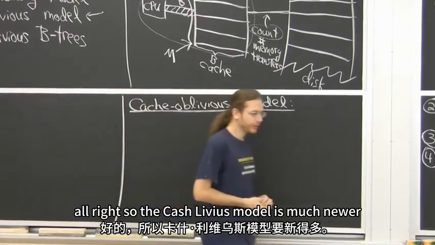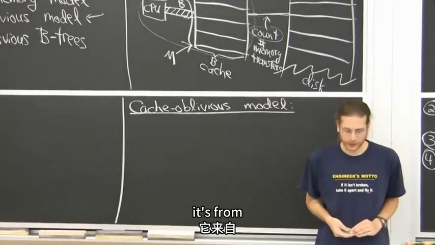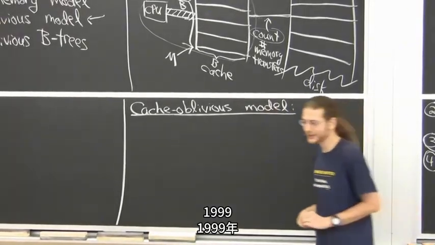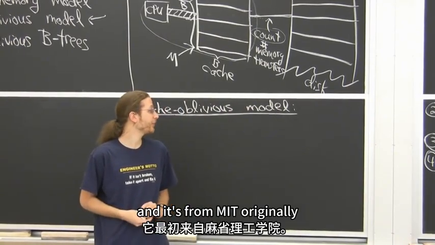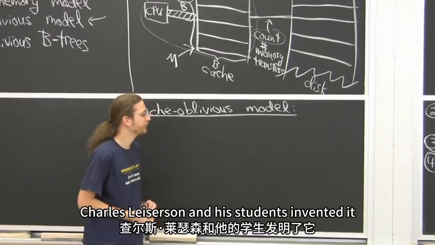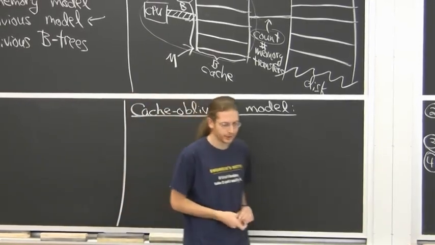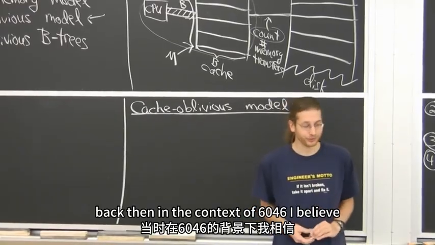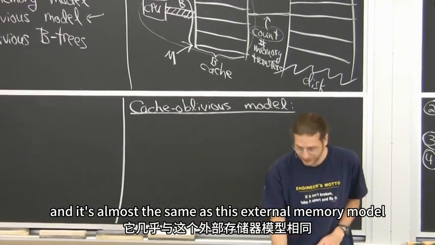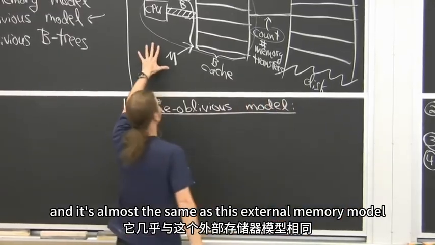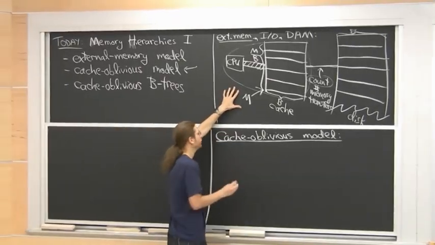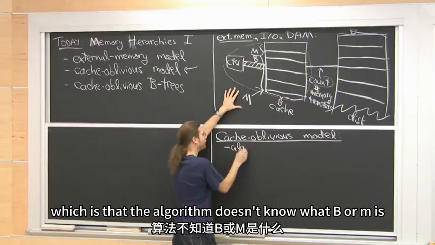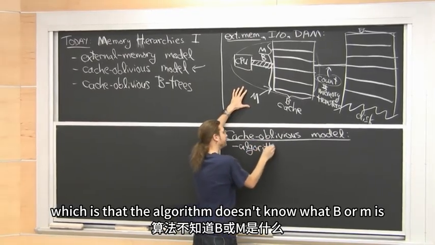All right, so the cache oblivious model is much newer. It's from 1999, and it's from MIT originally. Charles Leiserson and his students invented it back then in the context of 6.046, I believe. And it's almost the same as this external memory model. There's one change, which is that the algorithm doesn't know what B or M is.